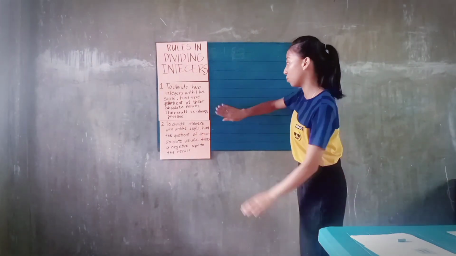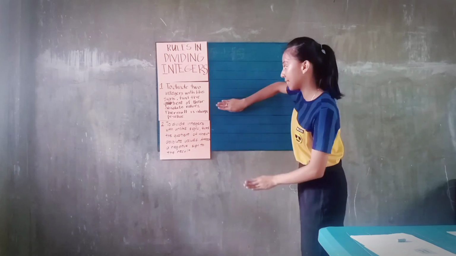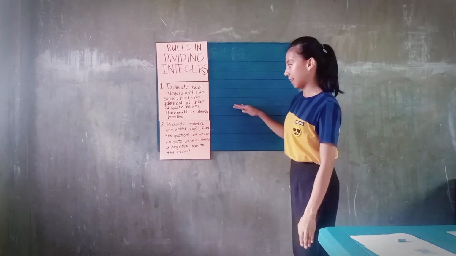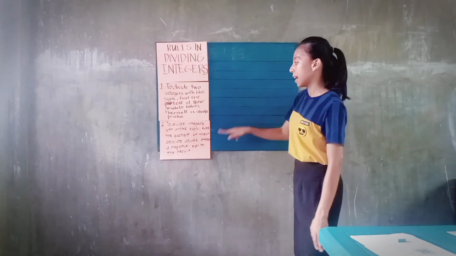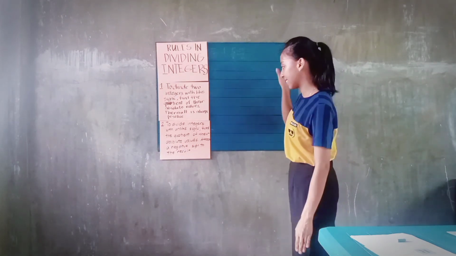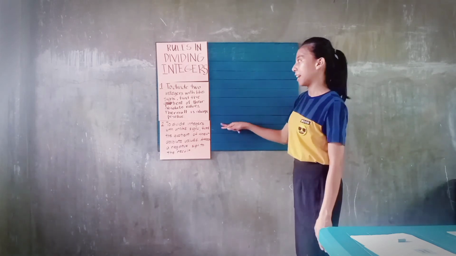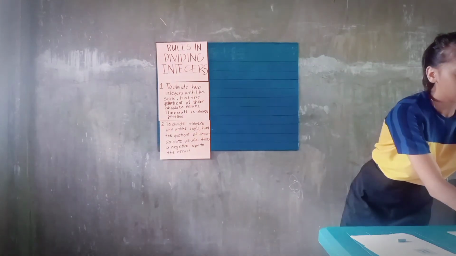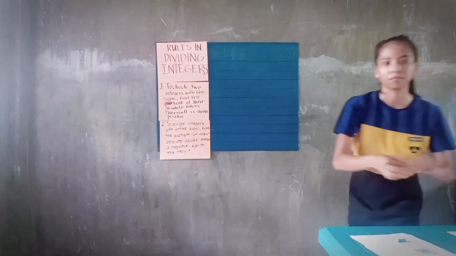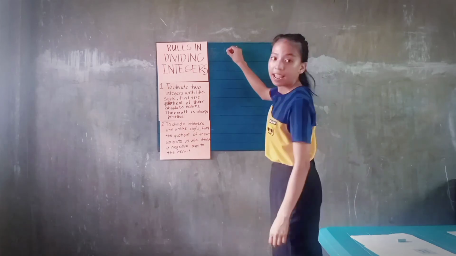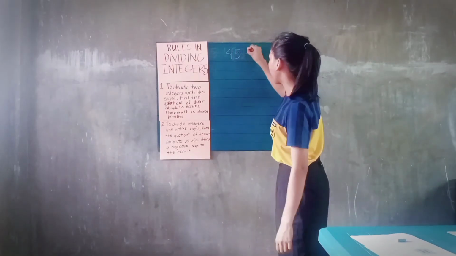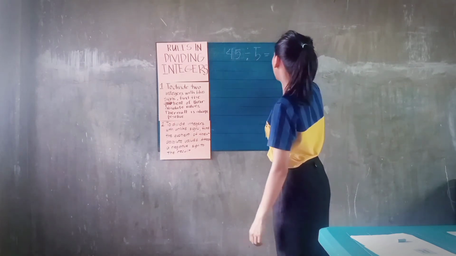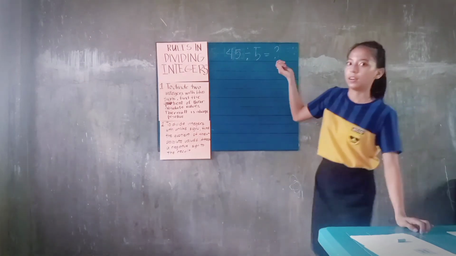Kaso yung rule nila, kapag parehas ang sign, positive lagi ang sign ng magiging result. Ay ganoon din kapag unlike sign, negative sign naman din ang magiging result. Okay, for example, okay, divide 45 by 5. Okay, who wants to give an answer on this equation?